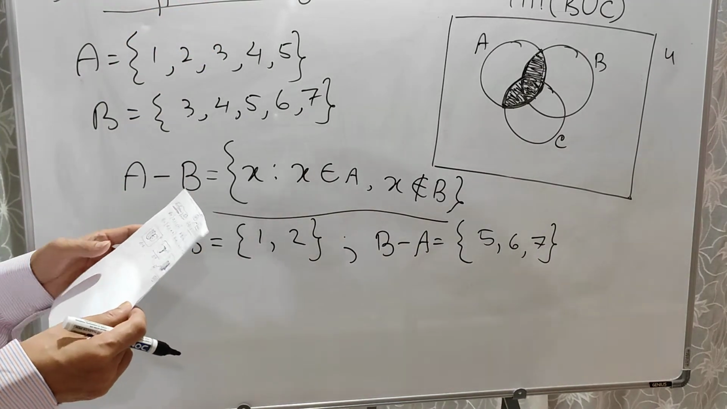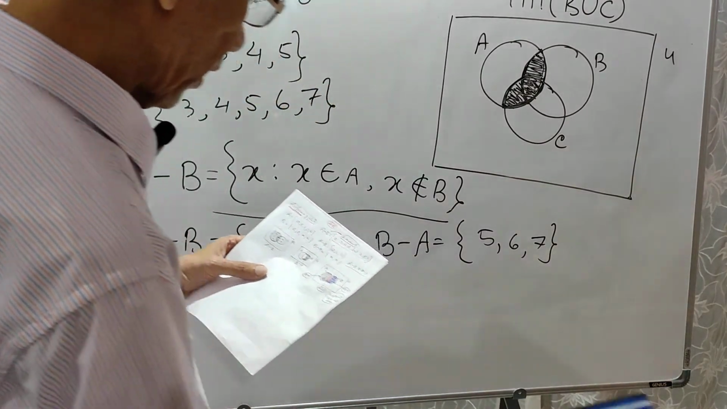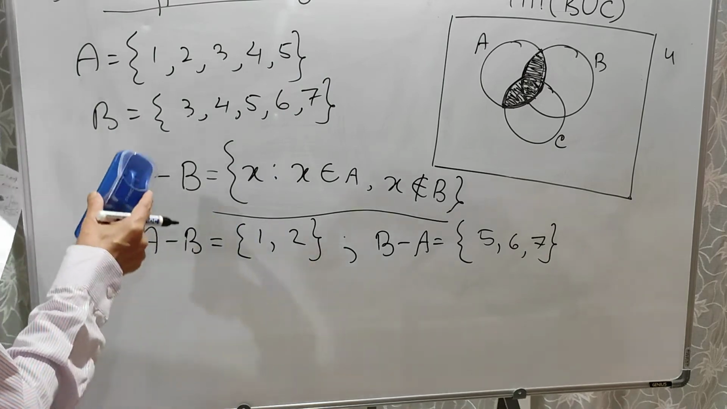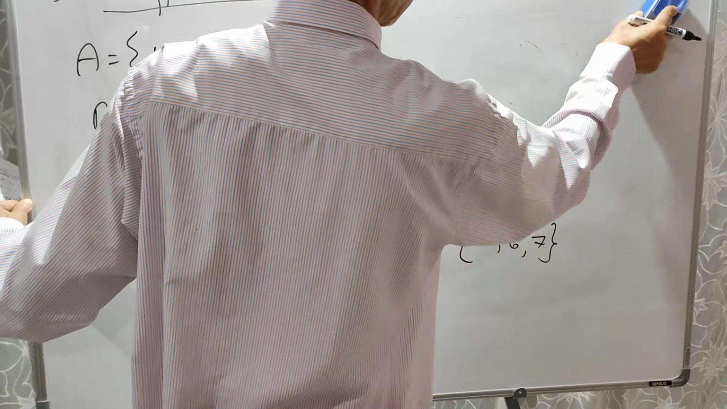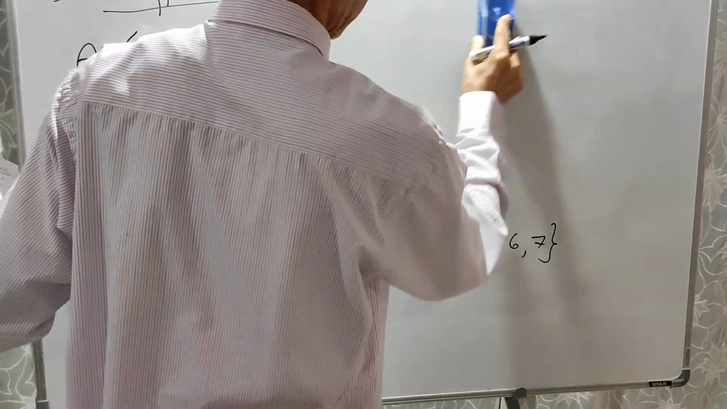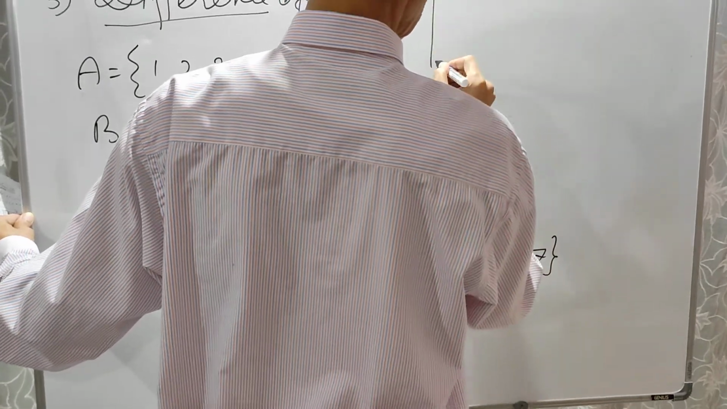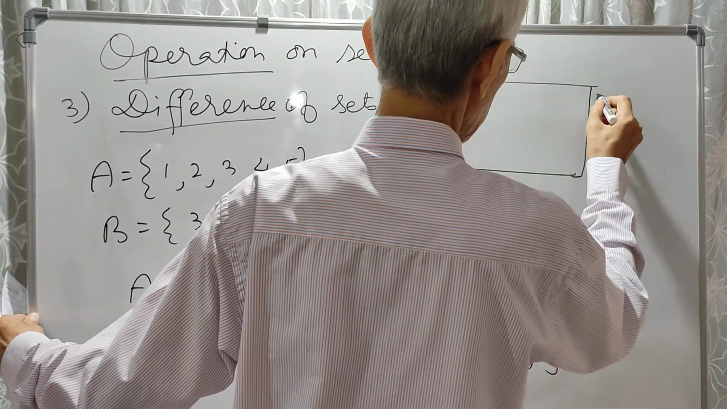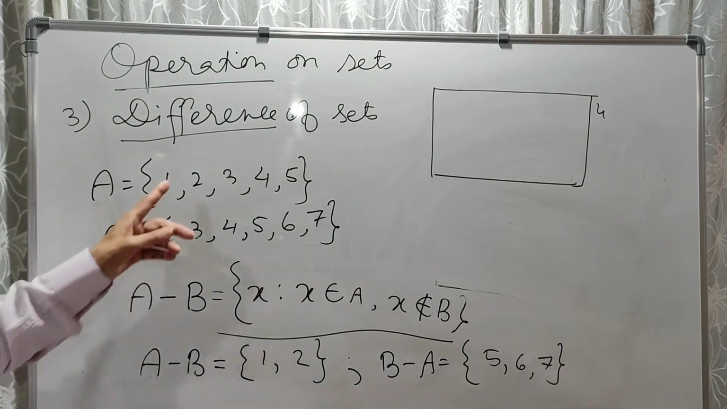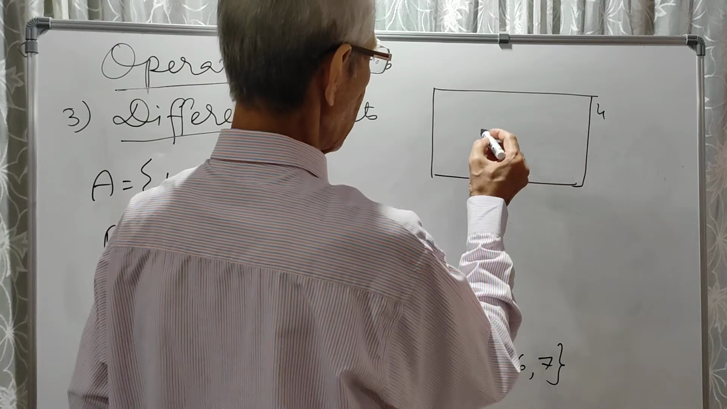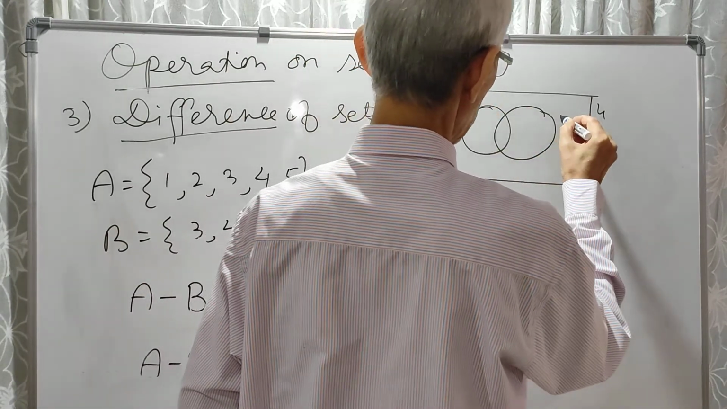Now suppose you want to represent this by a Venn diagram. All right, what will be the Venn diagram for A minus B and B minus A? Now see, this is a Venn diagram for A minus B. This is the universal set. Now A and B, obviously, will be intersecting sets. So this is A, this is B.